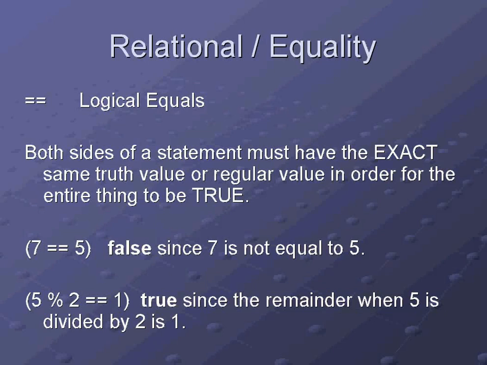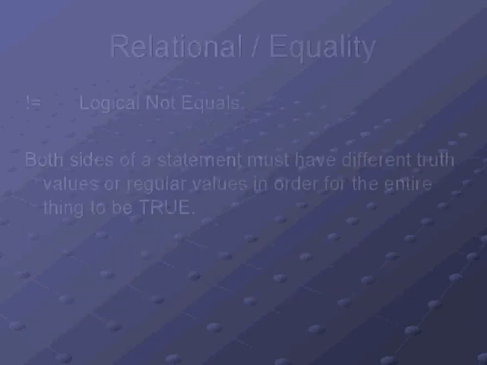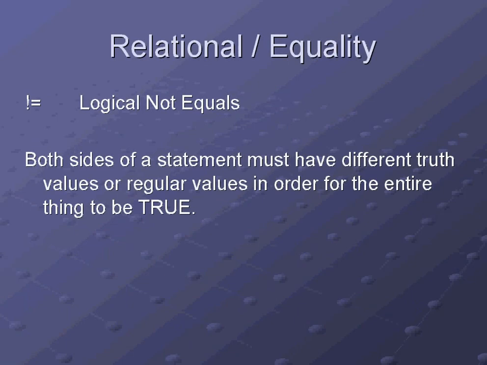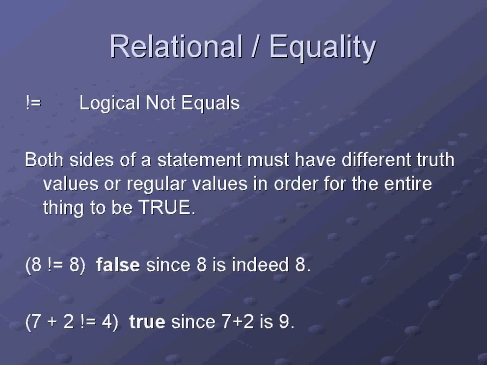And then we have the not equals, which is obviously the opposite of equals. So 8 doesn't equal 8 is false, since 8 is indeed 8. And 7 plus 2 doesn't equal 4 is true, since 7 plus 2 is 9. So just to clarify one thing, a lot of the relational or equality operators you'll find when it comes to decision making, which is the next tutorial, with if and switch statements.